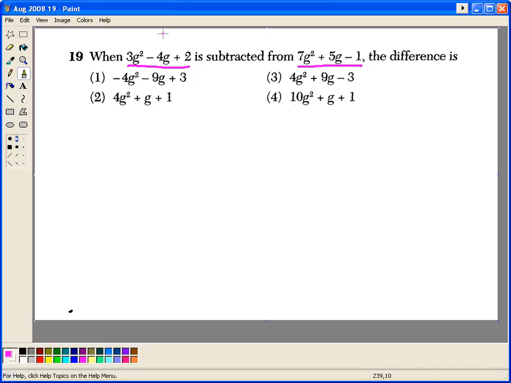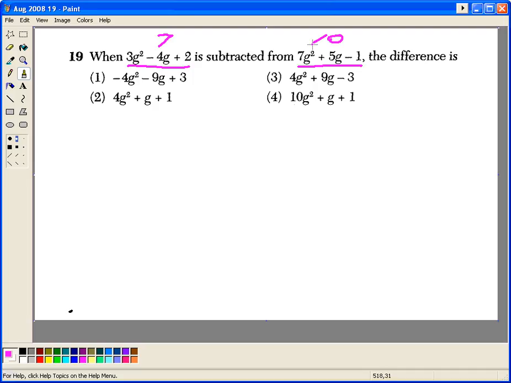Let me imagine this was all 7, and let me say this is 10. I'm making up numbers here. Let me read this again with my substitute expressions. When 7 is subtracted from 10, the difference is... Well, you wouldn't hesitate. You'd go 10 minus 7. In other words, this term, you're going to subtract this term away from it.